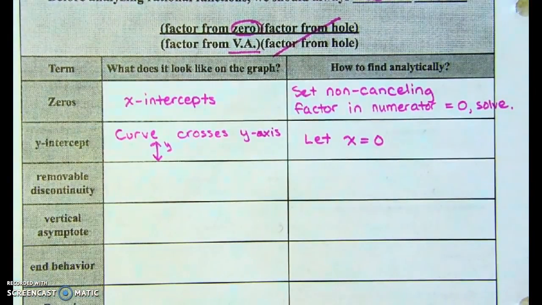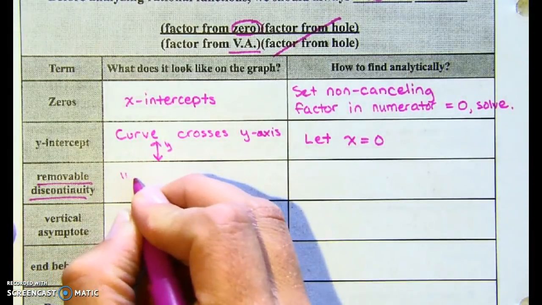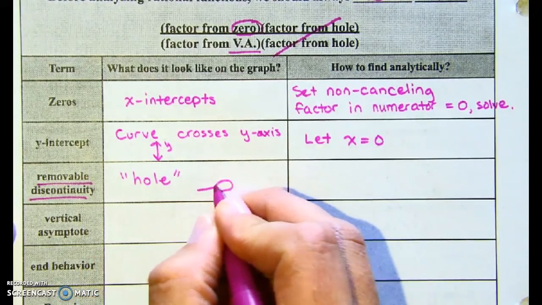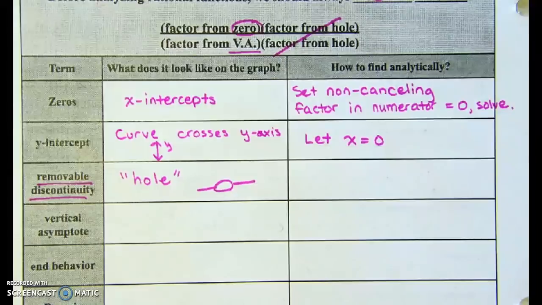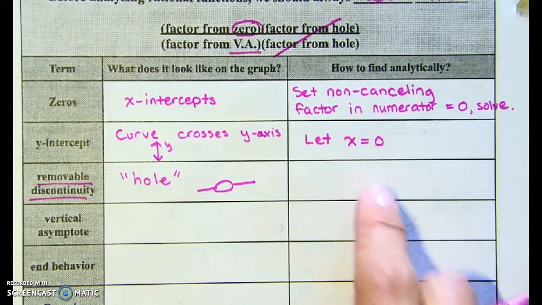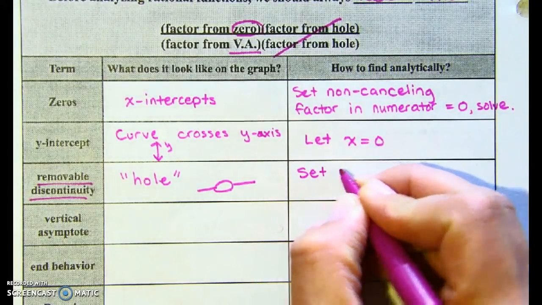All right, here we go. A removable discontinuity. A removable discontinuity is called a hole, you guys. Do you see how a hole is when something has been removed? So the point was removed. Removable discontinuity. How do you find it analytically? Okay, ready for this? The factor that cancels.